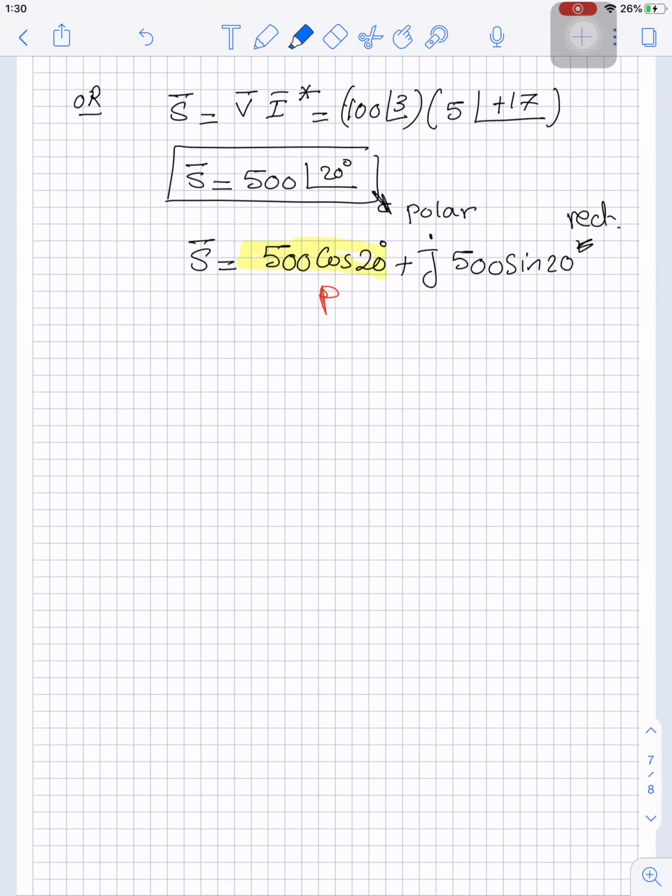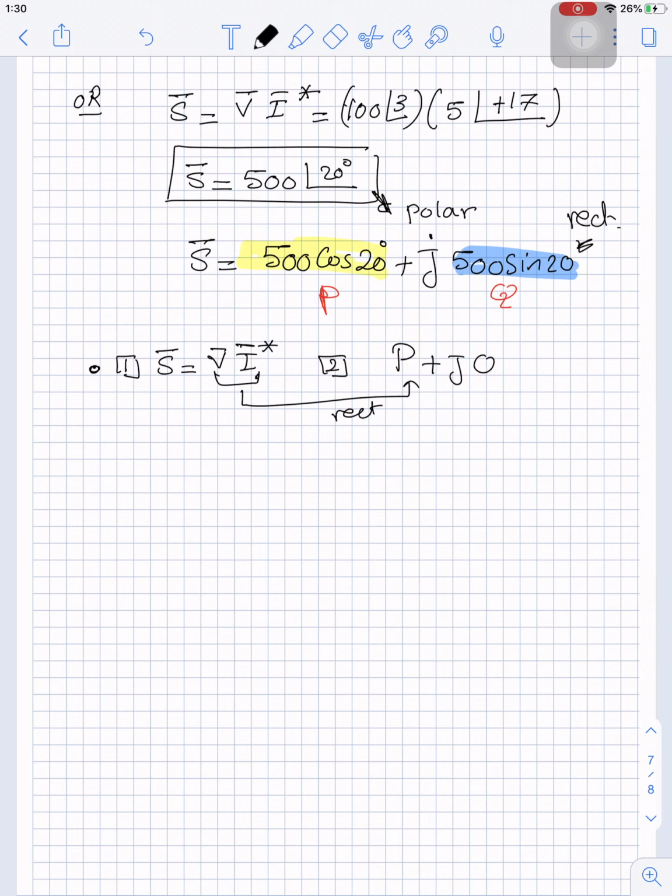And this second term here is Q. And this is what I prefer to do. Whenever I need to calculate power, this is what I will do. Step 1, I will calculate S as V I conjugate. Step 2, I will put this result into rectangular form, which will give me P plus jQ.